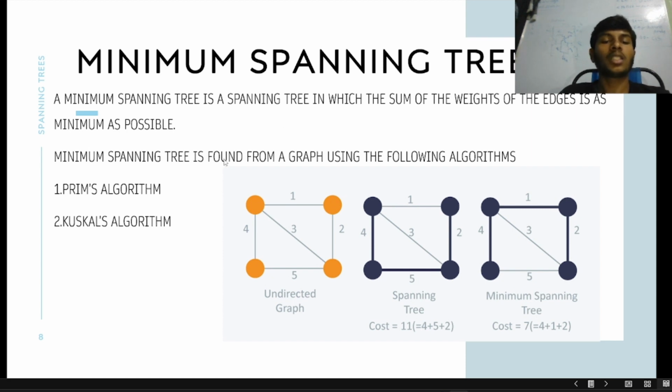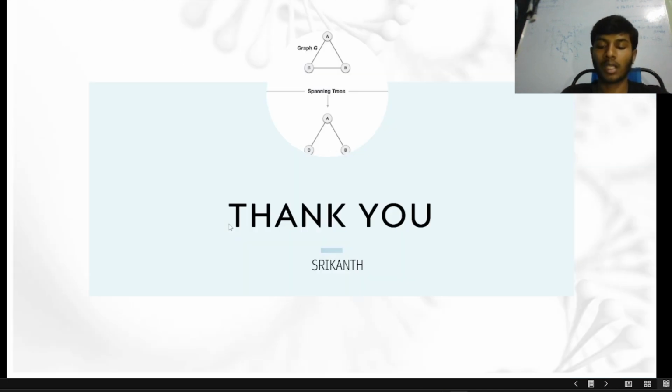The minimum spanning tree of a graph can be found using the following algorithms: Prim's algorithm and Kruskal's algorithm. By using these algorithms, we can find the minimum spanning trees we can form from the graph. We will discuss Prim's algorithm and Kruskal's algorithm in the next seminar. Okay, this is all about the spanning trees.